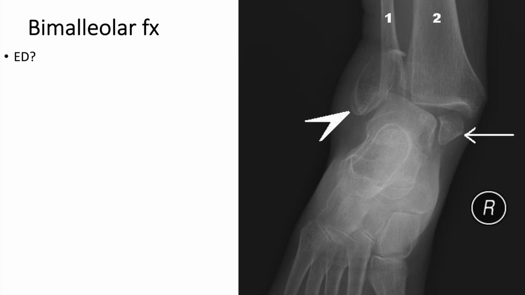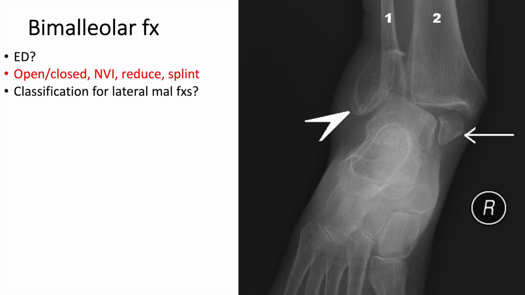So what do you want to do in the ED? Right. So the usual, right? Check if the fracture is open or closed. Check the neurovascular status of the patient. Reduce the fracture and splint it. All right. So now let's ask. So can you give me a classification for lateral malleolar fractures?